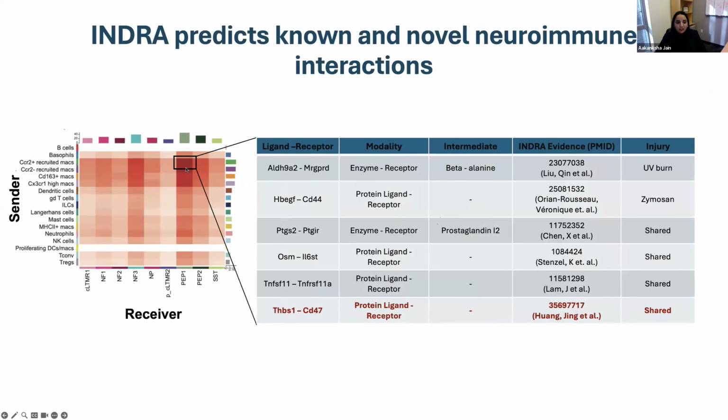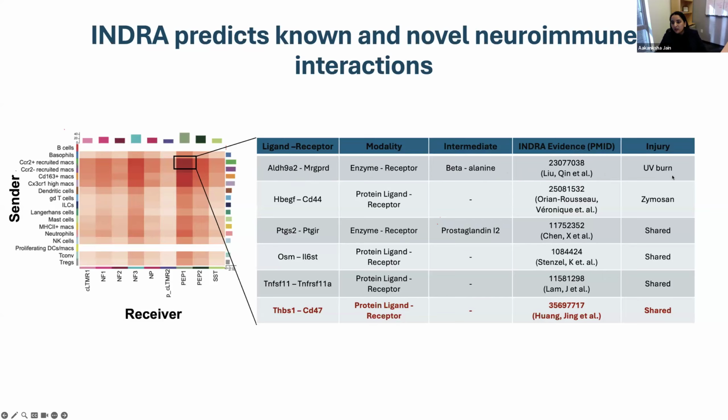So if we focus on individual pixels, it consists of actual receptor ligand interactions. And this is the output from INTRA, where you can find the receptor ligand and the type of modality. For example, in this case, aldehyde dehydrogenase interacting with MRGPRD, but this interaction is not direct. Aldehyde dehydrogenase makes an intermediate, beta-alanine, which then binds to MRGPRD. And this is the INTRA evidence. If you go to this PubMed ID, it will tell you that this interaction is actually real.